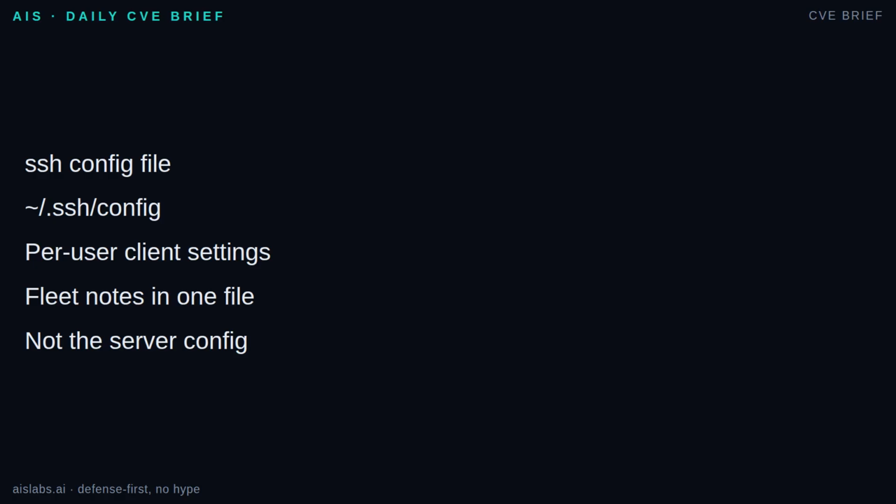This file tells your SSH client what you mean when you type a short name. It can store the real hostname, the login user, the port, the identity file, and many other client options. At the foundations level, think of it as a controlled address book for SSH. Done well, one file documents your whole fleet: production web, staging database, lab routers, jump boxes, and local virtual machines.